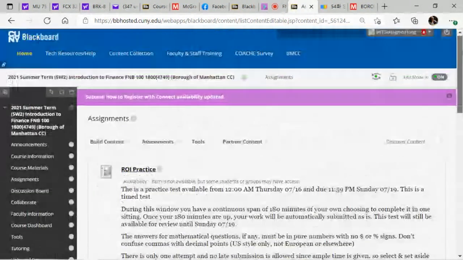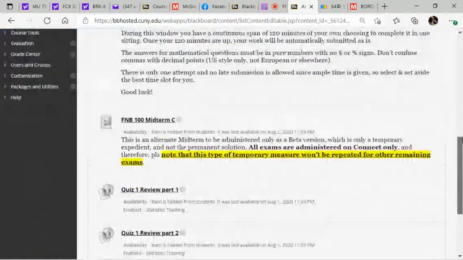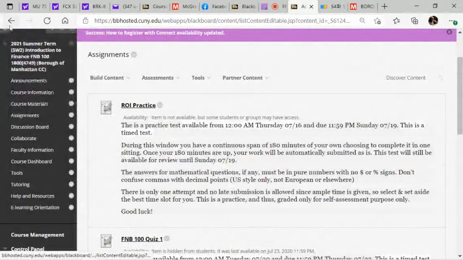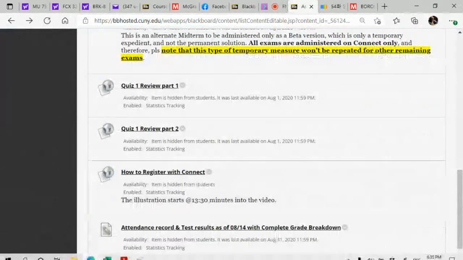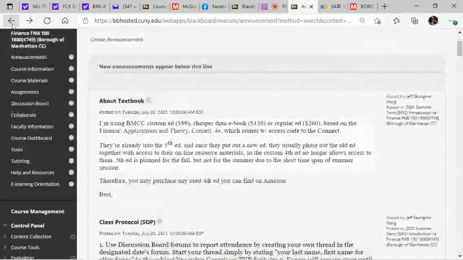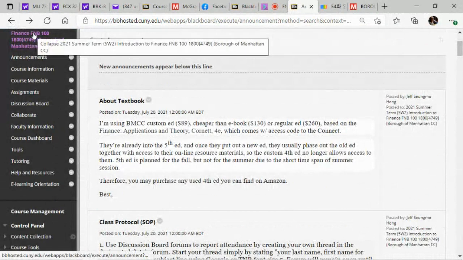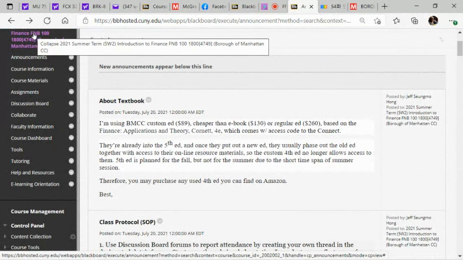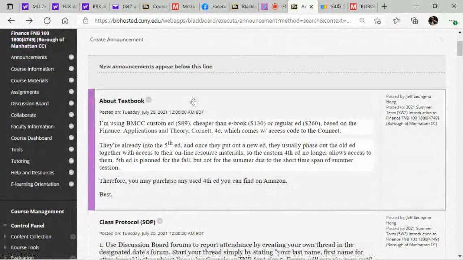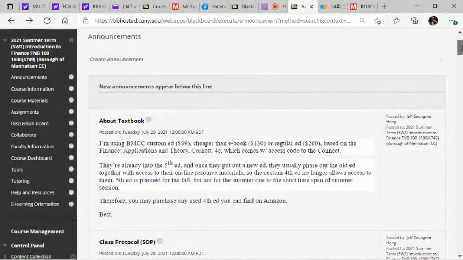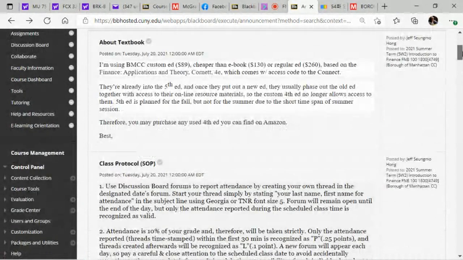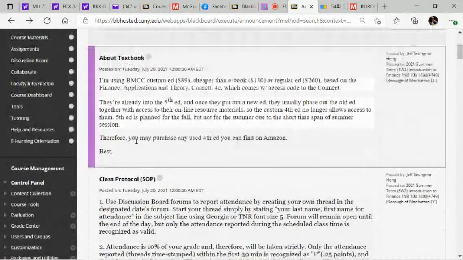Okay. So when it is time, I will activate them, and you will be notified ahead of time. It's all there. I have already built them into the Blackboard. Okay, so again, about the textbook, we're not going to be using Connect materials.